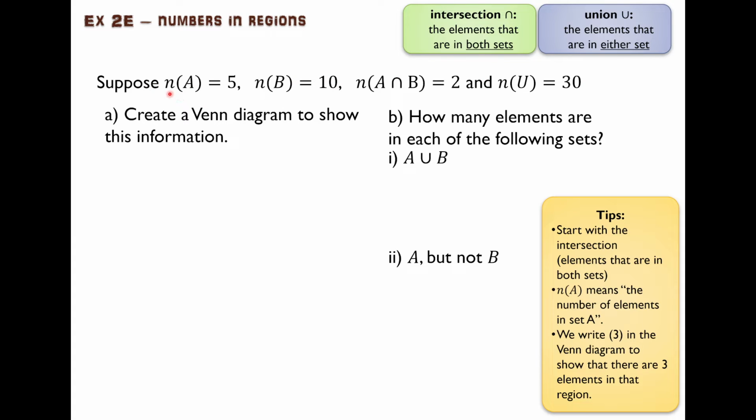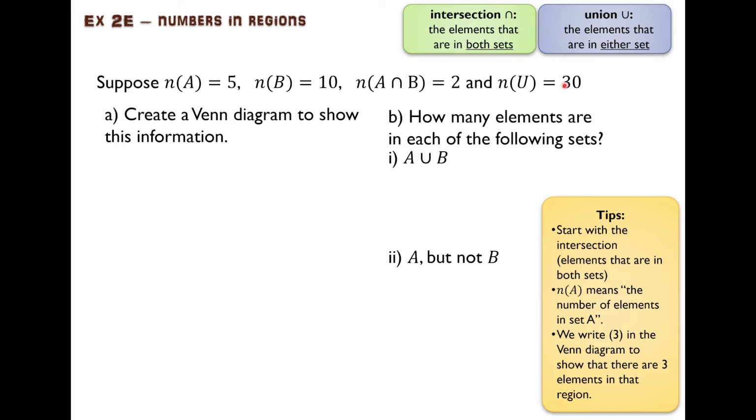We know that the number of elements in set A, that's what this means, is 5. So A has 5 things in it. B has 10 things in it. The intersection has 2 things in it, and the universe, all of the things together, are 30 things. The size of the universe set is 30. So it's hard to understand from that what it looks like and how many is in the complement and all that sort of thing.